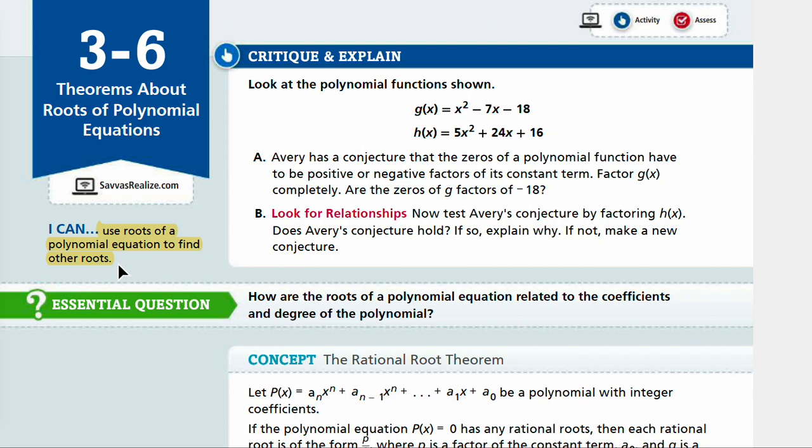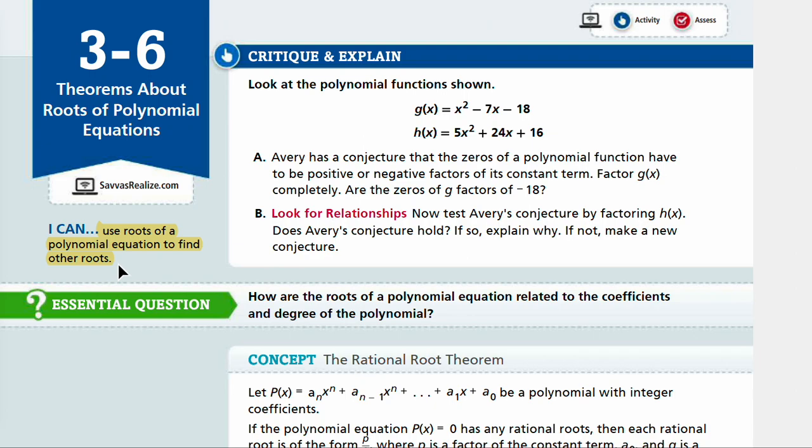Look at the polynomial function shown. g of x is equal to x squared minus 7x minus 18, and h of x is equal to 5x squared plus 24x plus 16. So looking at the two polynomial equations, we should think about these questions here. Avery has a conjecture that the zeros of a polynomial function have to be positive or negative factors of its constant term.